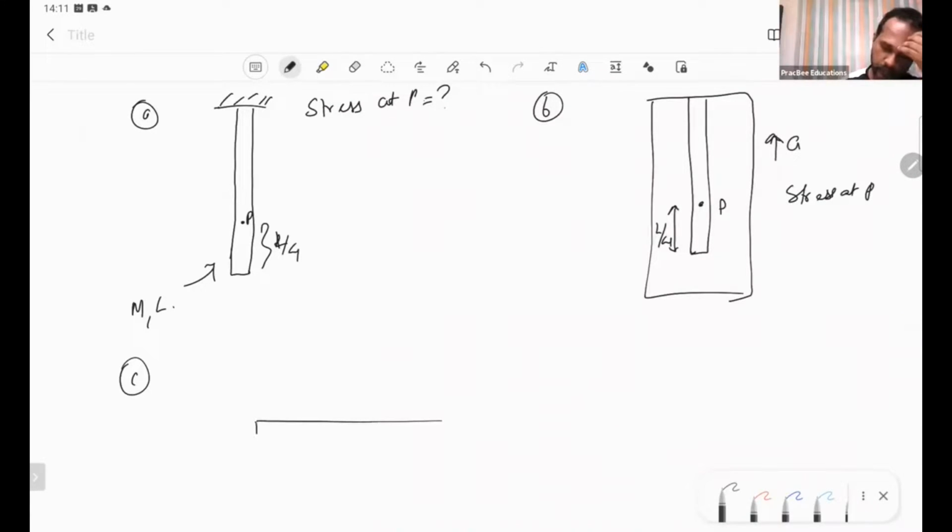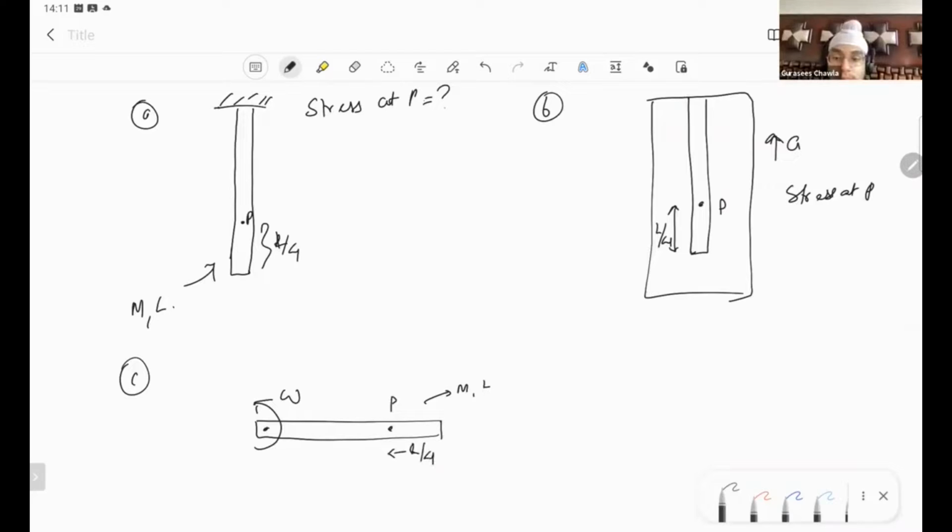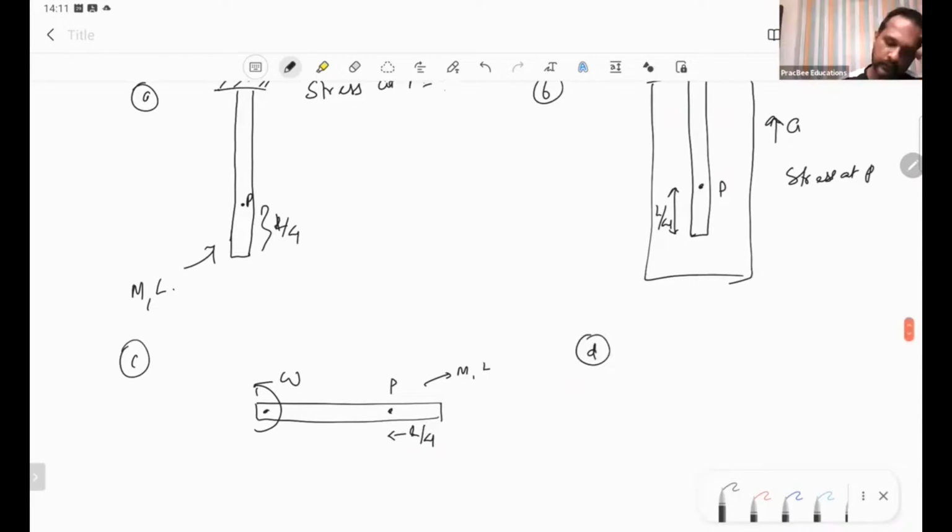There is a rod which is rotating in a horizontal circle about an axis with omega. Mass is m, length is L. There is a point P. You have to find stress at point P.